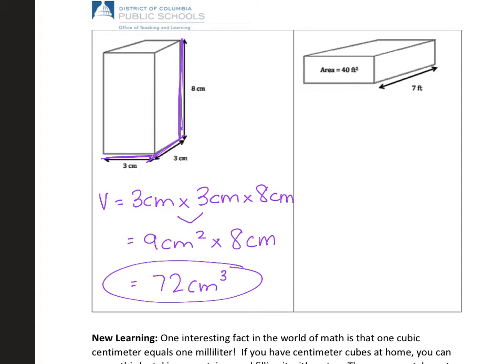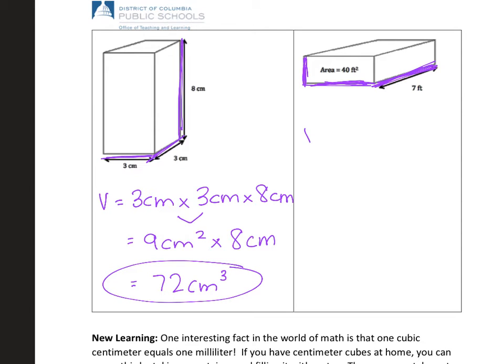Okay, ready for the next one? Again, this is one where they gave us the base, so that means they multiplied the length times the width here to get the area of 40 feet squared. And then we have the height, or I guess here they kind of multiplied the height times the length. And so we have our other side here.